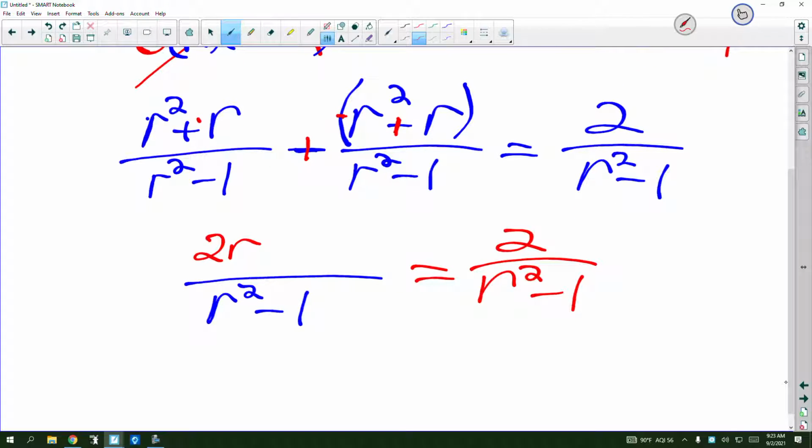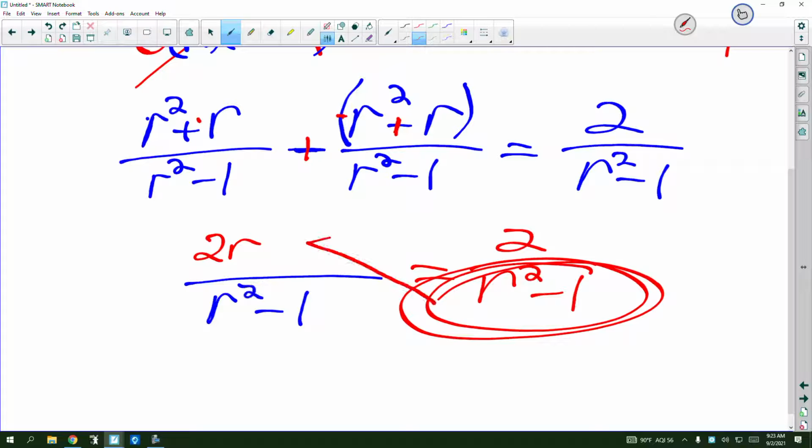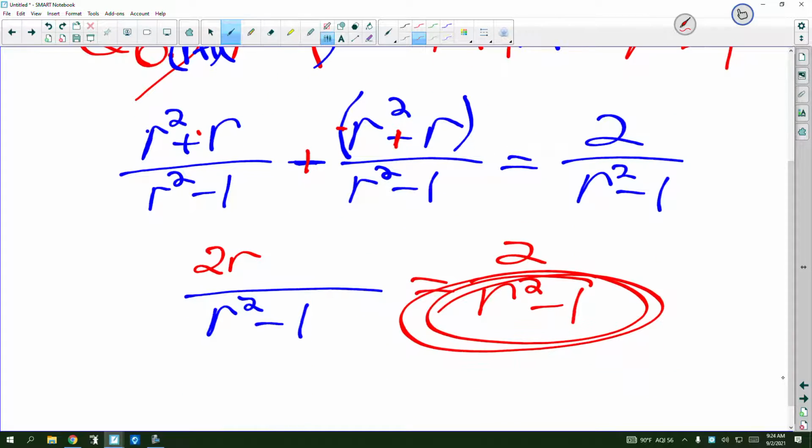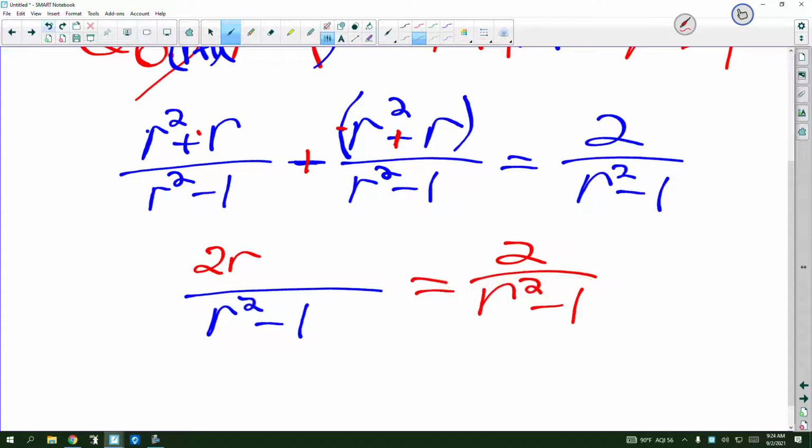Wait, why couldn't you just cross out the bottom altogether? I can. I just didn't want to. So the denominators are both the same. If I were to take this guy and move it up there, then it would cancel out with this guy, right? So really, these go away.